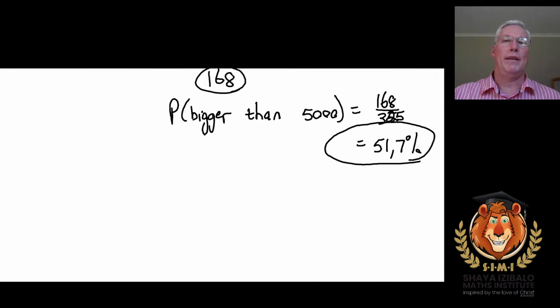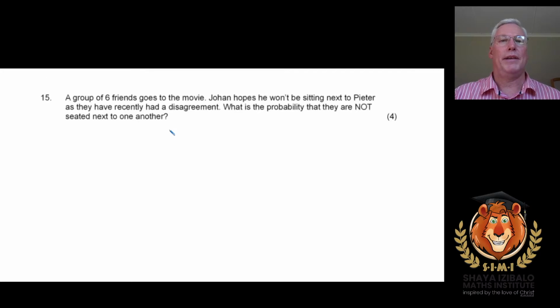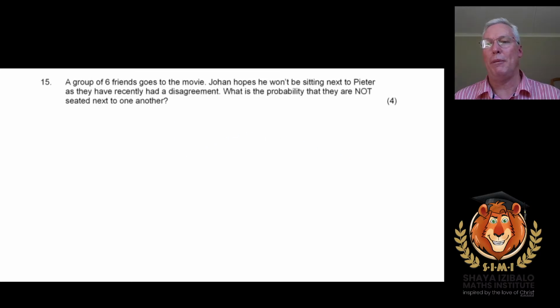Okay, and our last question, or second last question perhaps. A group of 6 friends goes to the movie. Johan hopes he won't be sitting next to Peter as they recently had a disagreement. What's the probability that they're not seated next to each other?